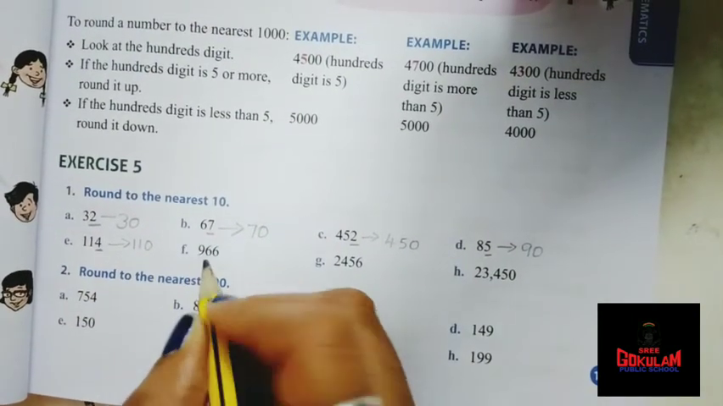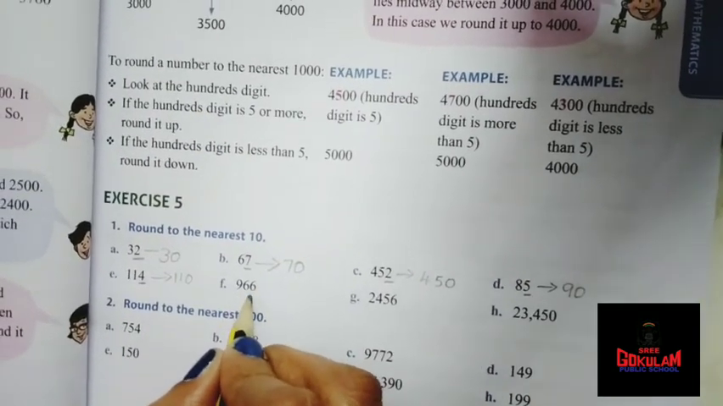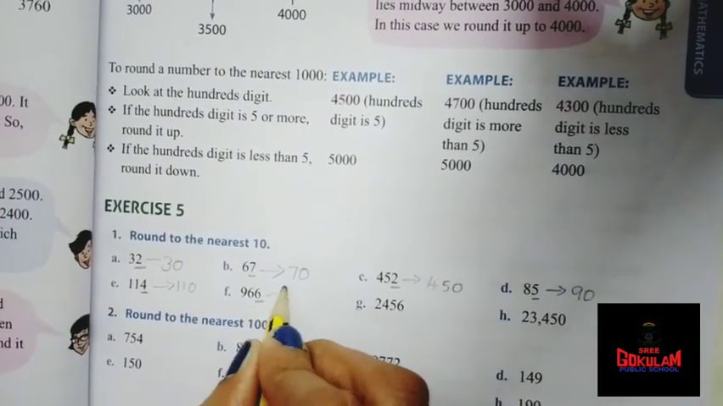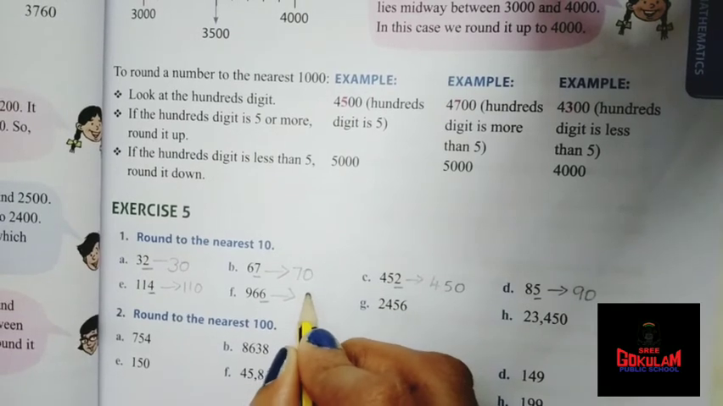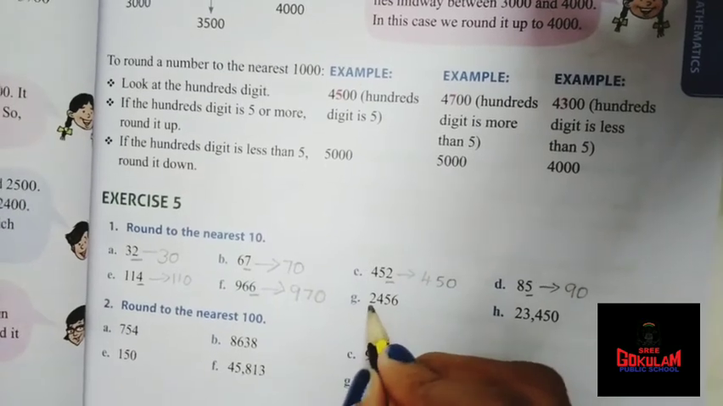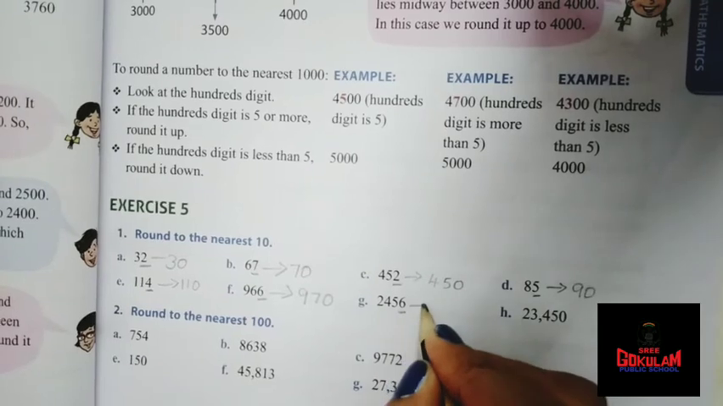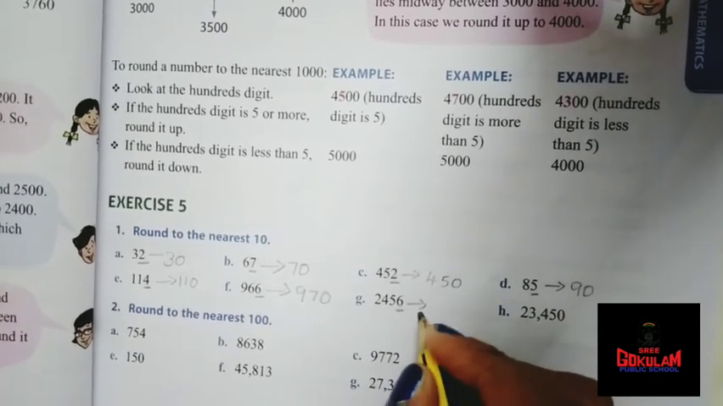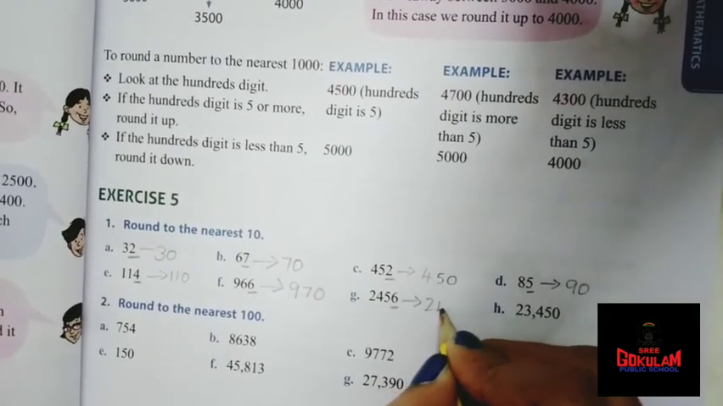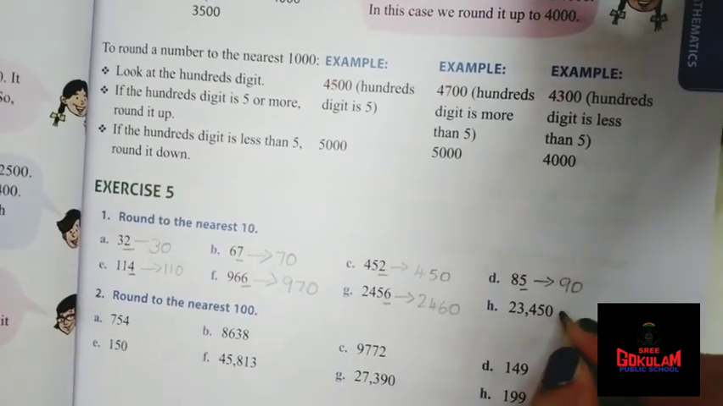Question number F. Next number is 966. Check the ones place, it is 6, greater than 5, so we have to round up. That is 970. Next one is 2456. The ones place is 6, that is greater than 5, so we can round it up, 2460.